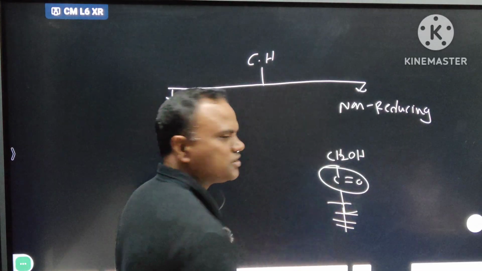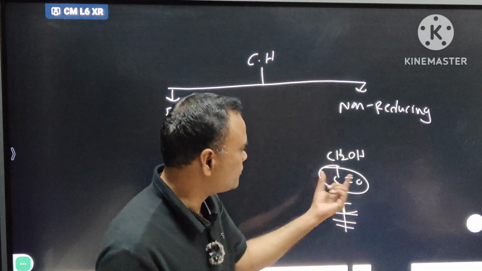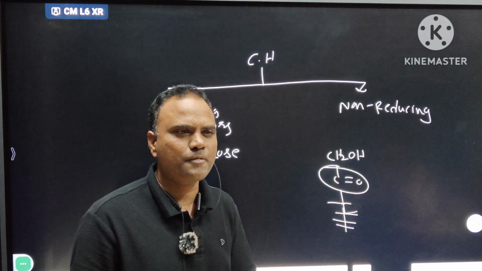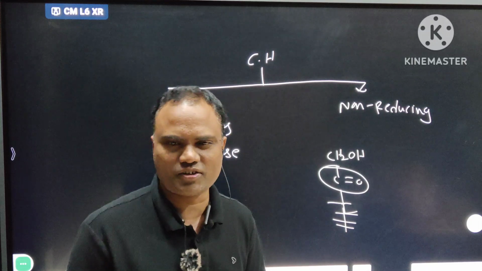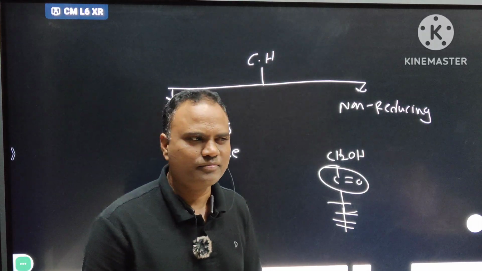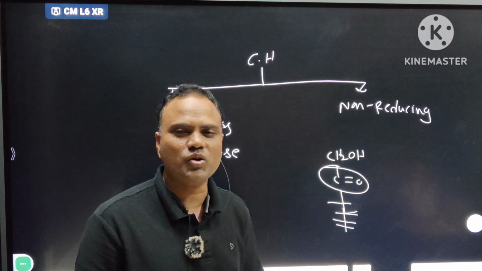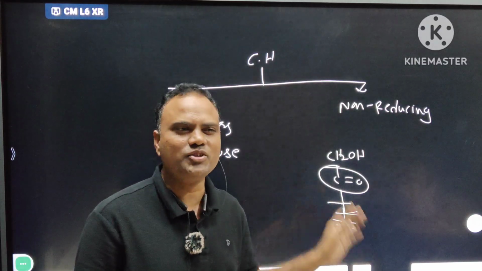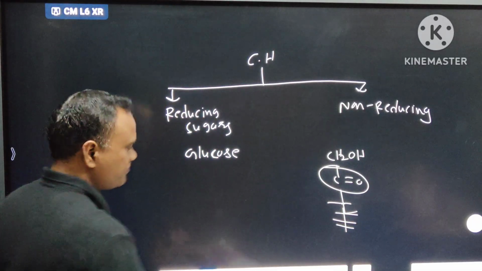Which functional group is present in fructose? In fructose, which functional group is present? This is the keto functional group. Sujan? Non-reducing sugar, fructose. Fructose also. That is alcohol. Fructose is also a reducing sugar, even though it contains a ketone functional group. I'll tell the reason. Okay, right.